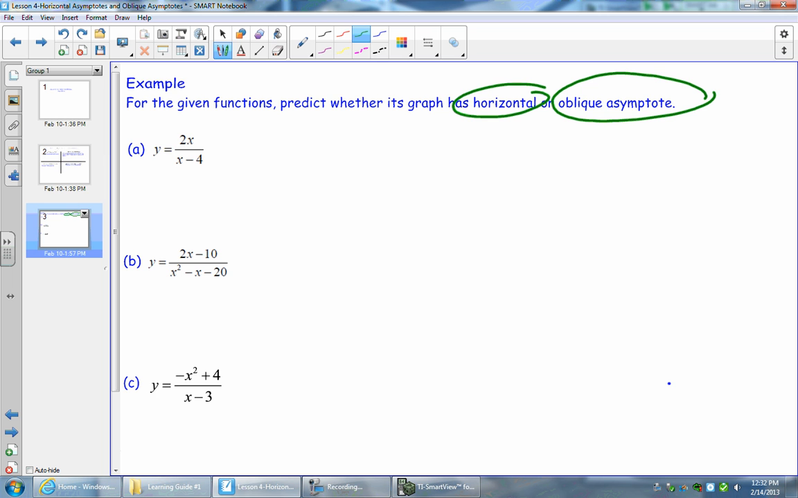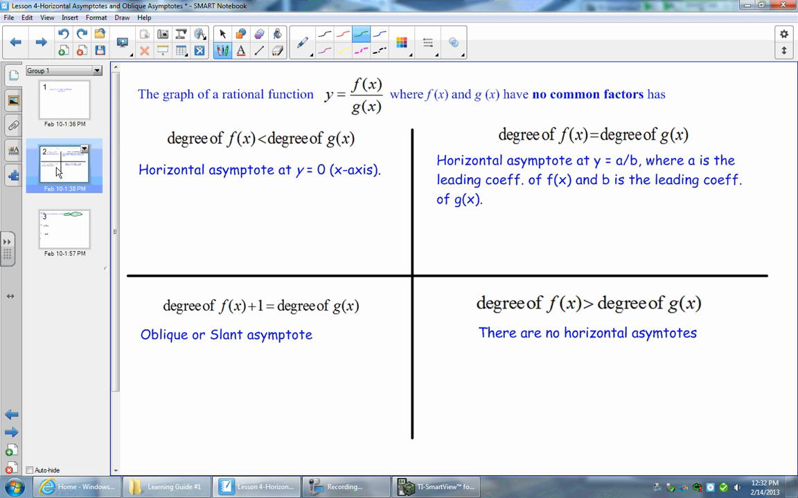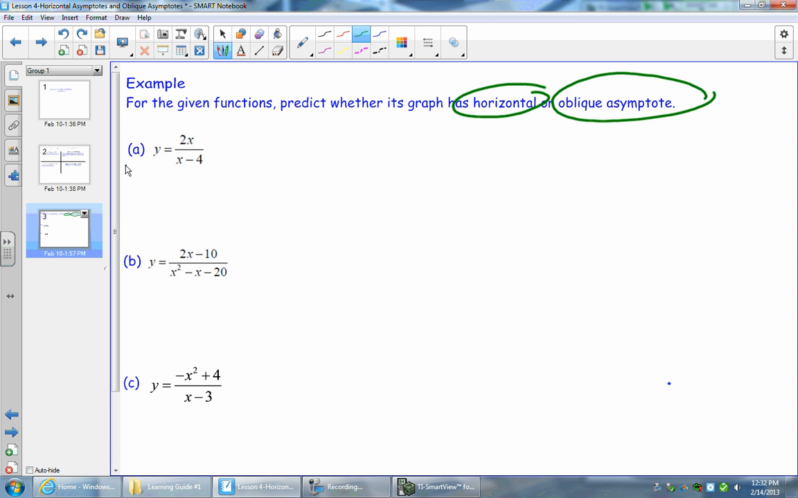And how we're going to do that is we're going to use the previous slide from my previous lesson, which gives you general guidelines of when an oblique or horizontal asymptote occurs. So I'm going to be switching between these two slides here. So let's go back to the question here. We're going to start with question A.